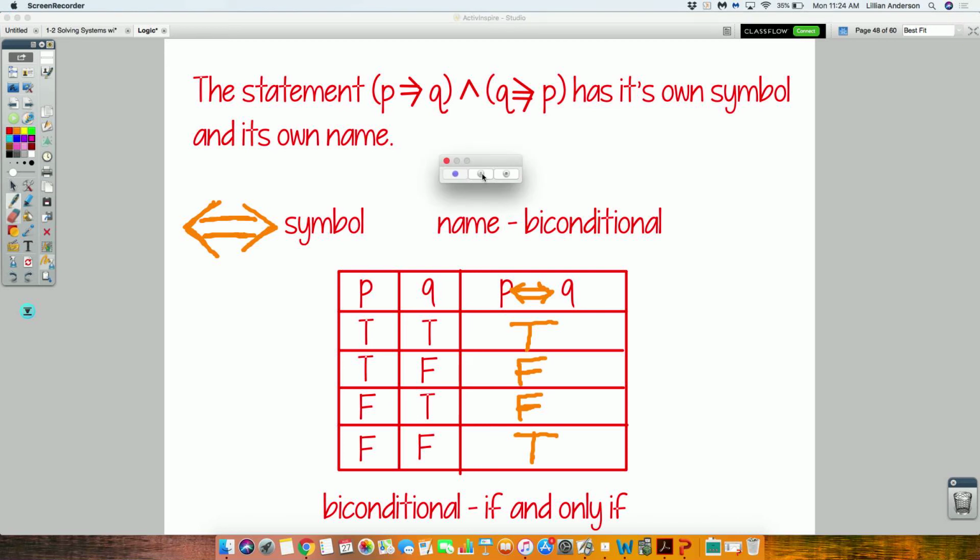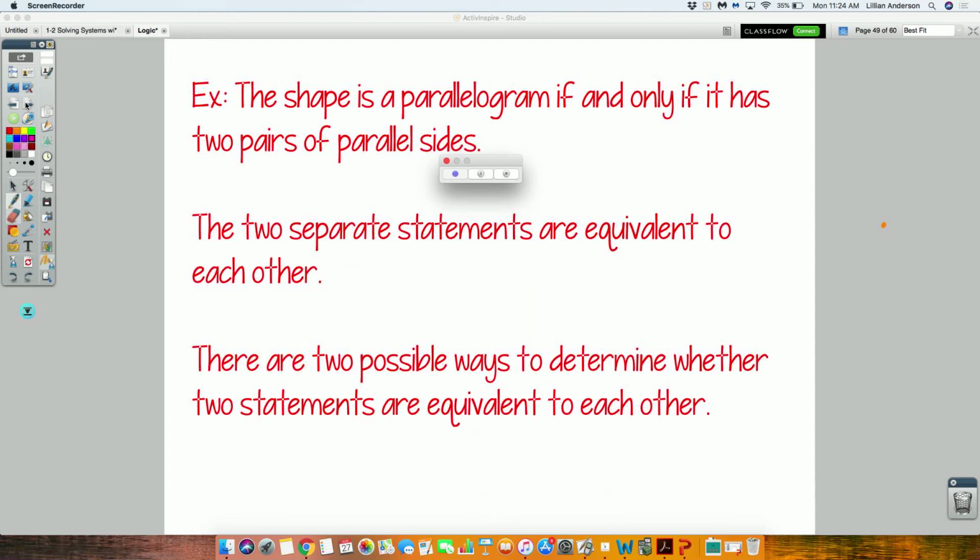So what we're going to do is look at an example, and I'm going to show you how you either prove that the two individual statements are logically equivalent, or you can show that the biconditional is a tautology. So we're going to do one example that's going to go on this page. For example, get down the example, don't get down the other two things on this page. The example is the shape is a parallelogram if and only if it has two pairs of parallel sides.